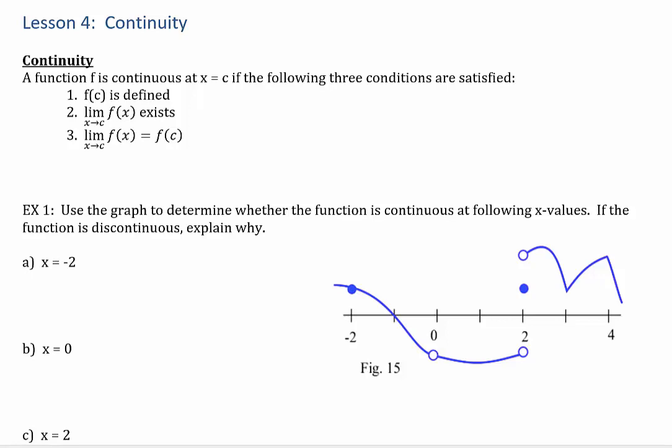A little bit more formally, for a function to be continuous, it has to be defined. So there has to be a point. You can't have an open circle. The limit as x goes to c of that function has to exist as well, and those two things have to be the same. There can't be any jumps or gaps. And so rather than focusing on that kind of formal definition, let's just see how this works with an example.